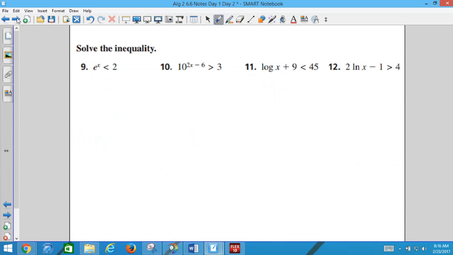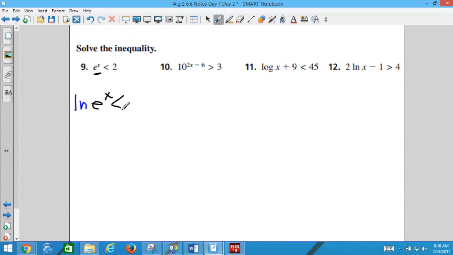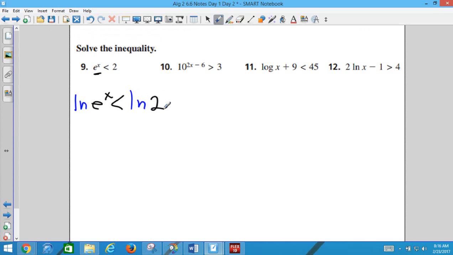All right, how about this next one, number 9? I have e to the x less than 2. What do we do to both sides? We do ln of the entire side. We do ln of e to the x less than ln of 2. We do an ln to the entire side. That cancels. X is less than ln 2.